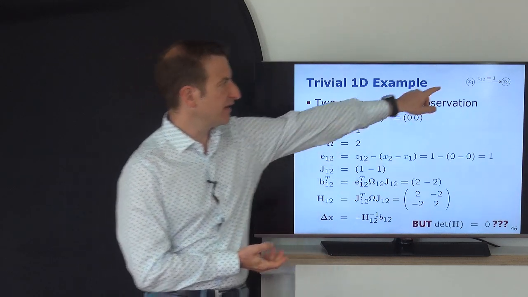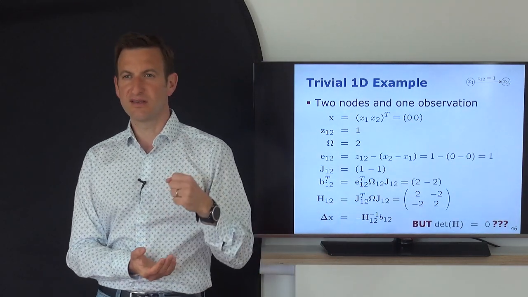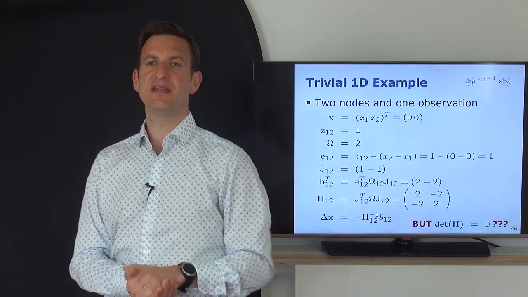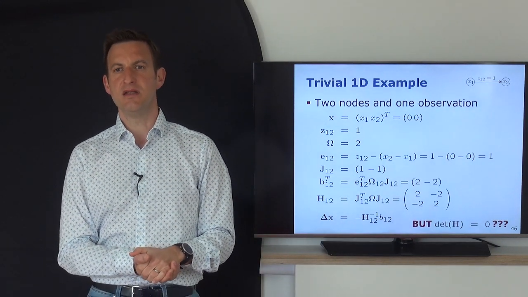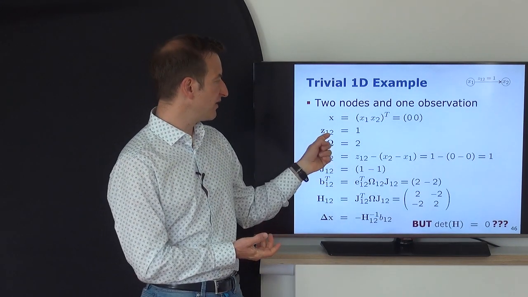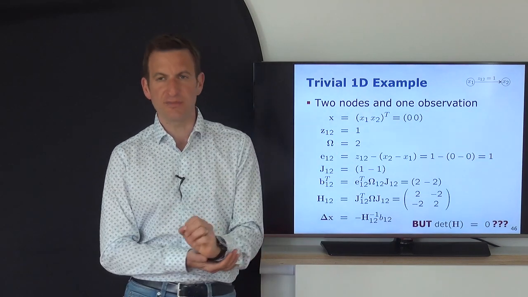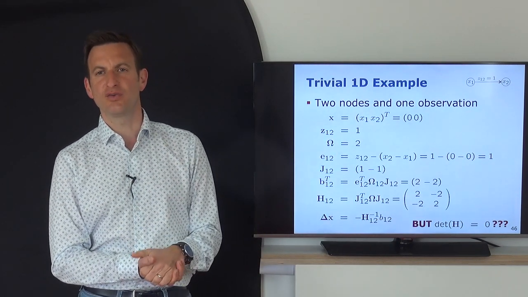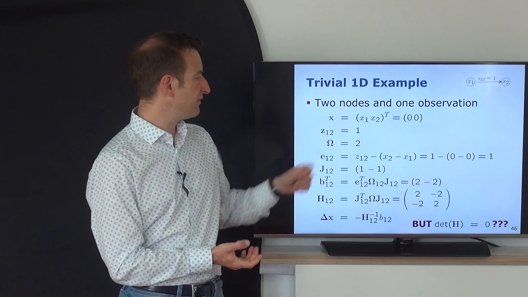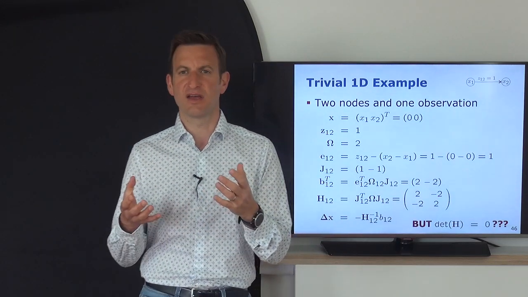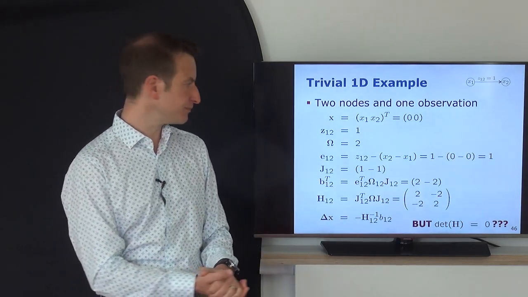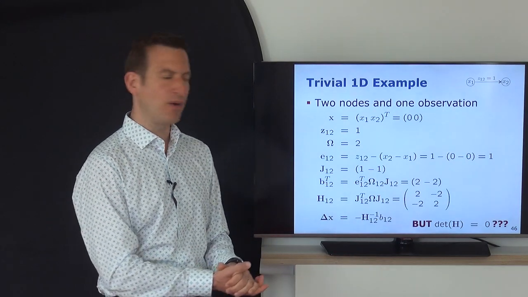Z12 is exactly our observation, and our observation says node 2 should be 1 meter away from node 1. This Z12 is our actual observation of how far 2 is away from 1. Then we have an information matrix over here which tells us how certain we are about that. And then we can use this to compute our error.